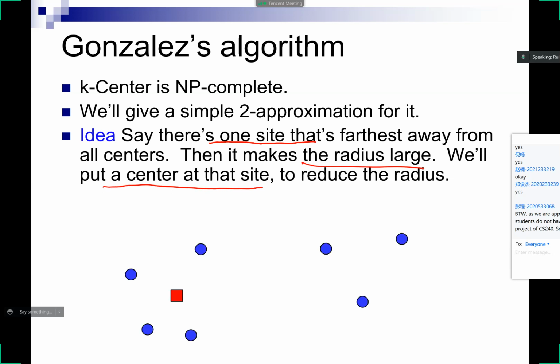In pictures, suppose we're adding these centers one by one. The centers are these red squares. We've currently added one center, and now you have a node which is very far from our current center. This node I circled is hurting us. It has a large radius, and therefore for the next center, we'll just put it directly on that node. Now his radius is going to be small. It's going to be 0, in fact, so he's not going to hurt us anymore.